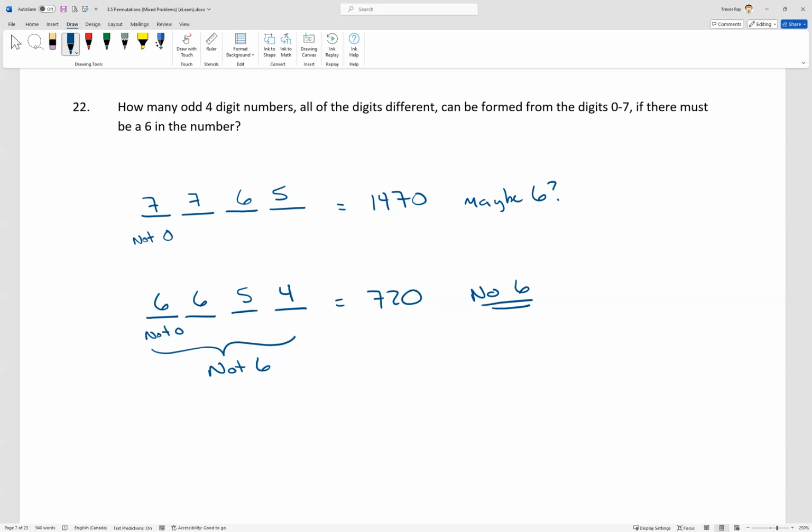And now if we take all of the possible numbers and we subtract off all of the ones that have no 6s in them, the ones that are remaining definitely have 6s. So that's 1470 minus 720, and that should be 750 possible numbers. So you can try this directly. It's not actually that much harder, but indirect happens to be a pretty quick way of getting this one.